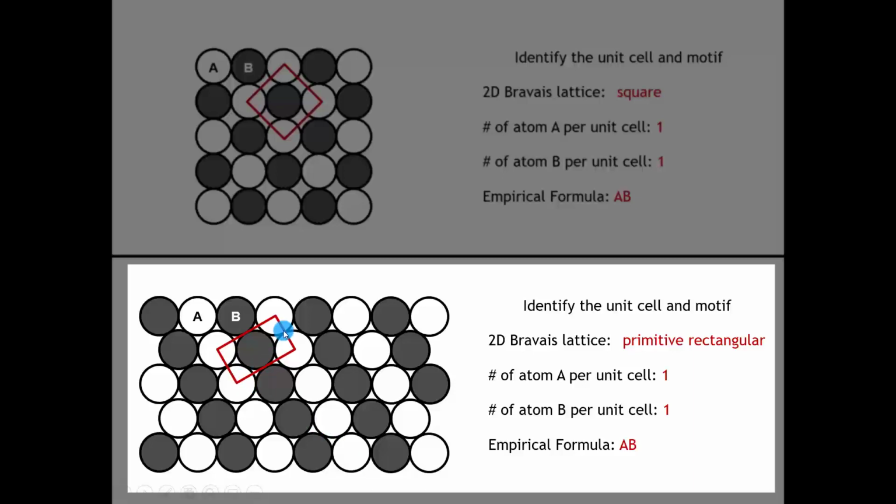And so this is the smallest rectangle that we can draw. And for the same reason I discussed in the upper pattern, there's one of atom A and one of atom B in the unit cell. So the empirical formula here is AB.